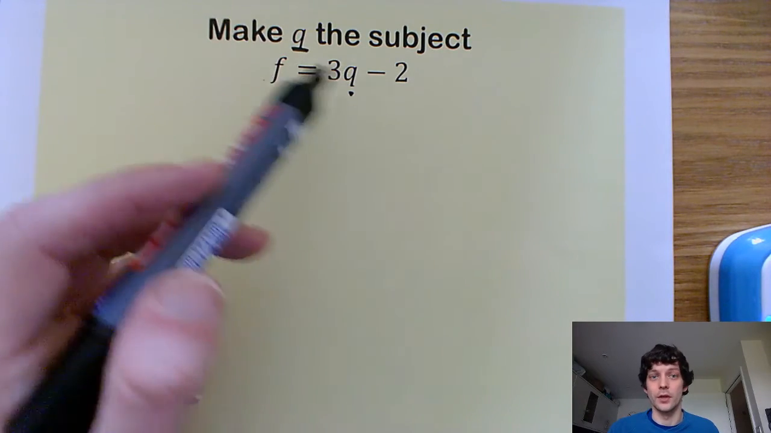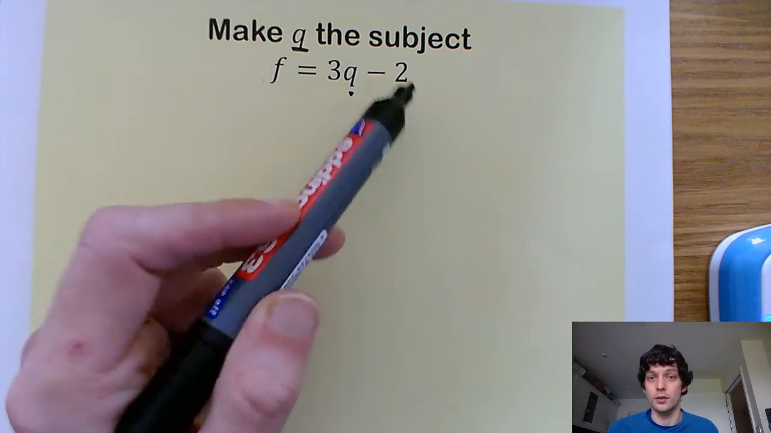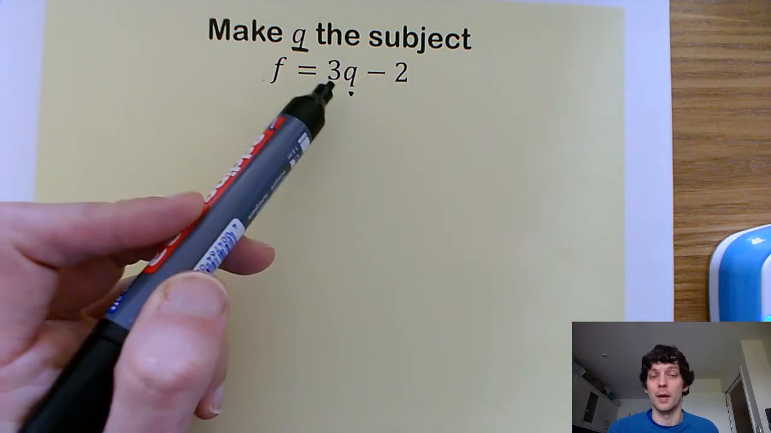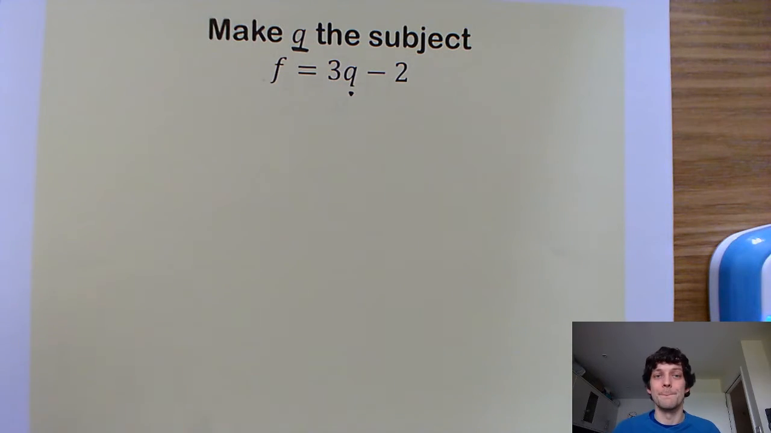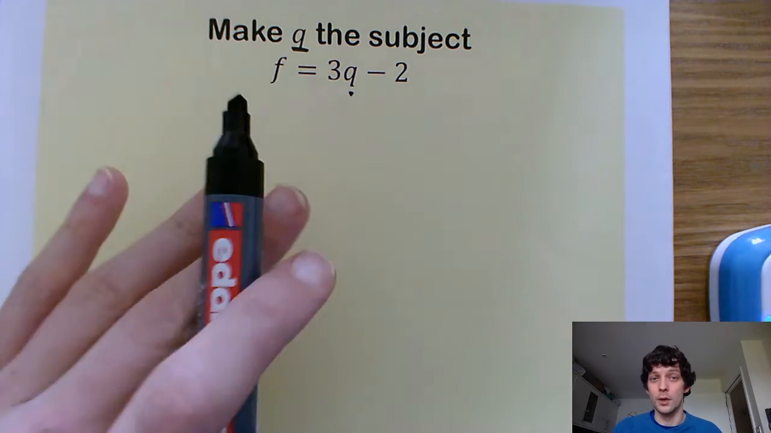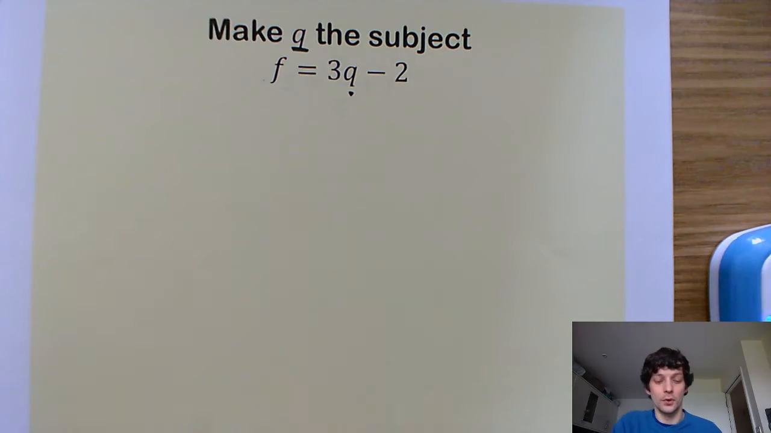So to get from F to Q, instead of subtract 2, we'd add 2, and then instead of multiply by 3, divide by 3. That doesn't work as our questions get harder. It'll work for the simpler questions, but it won't work for the more difficult ones.